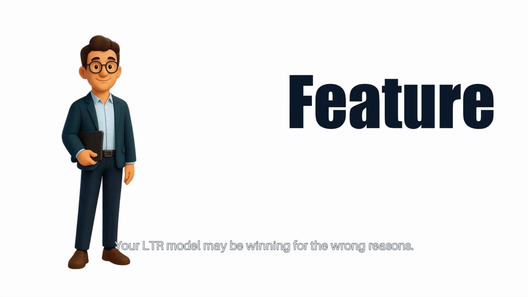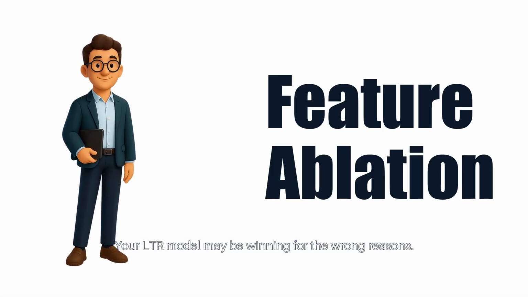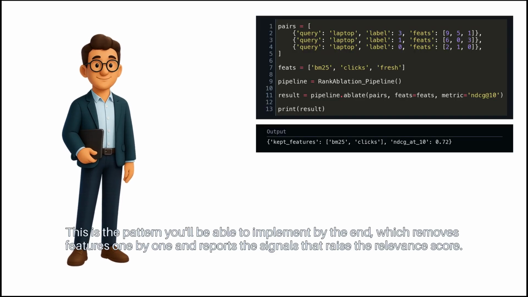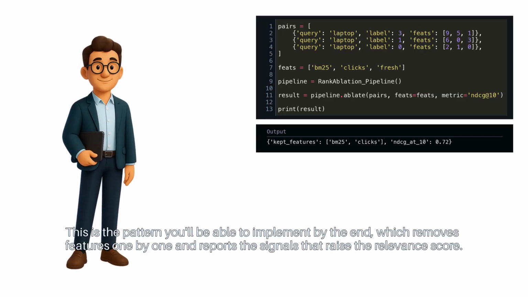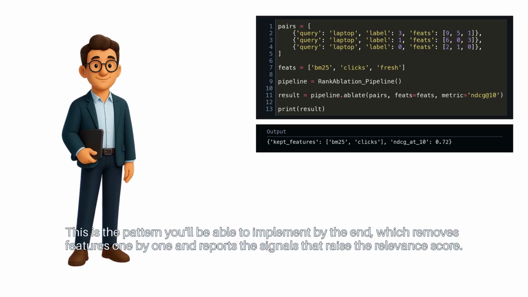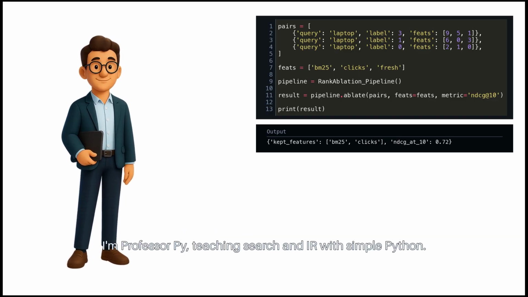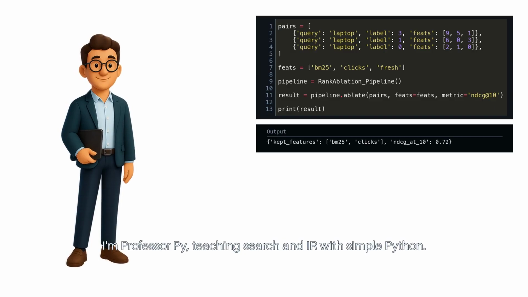Your LTR model may be winning for the wrong reasons. This is the pattern you'll be able to implement by the end, which removes features one by one and reports the signals that raise the relevance score. I'm Professor Pi, teaching search and IR with simple Python.